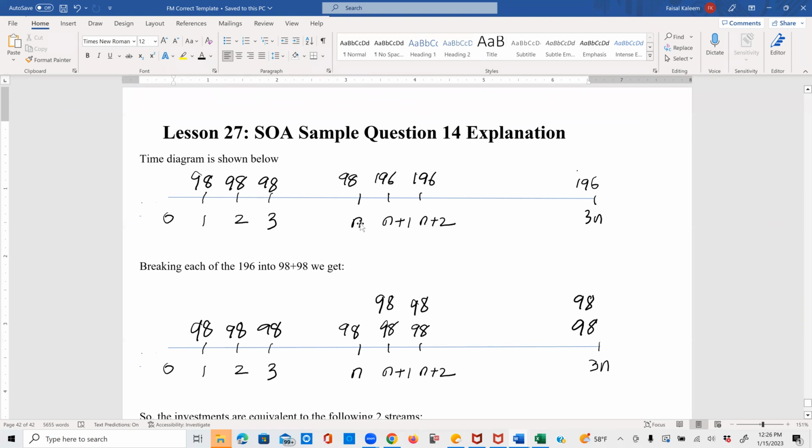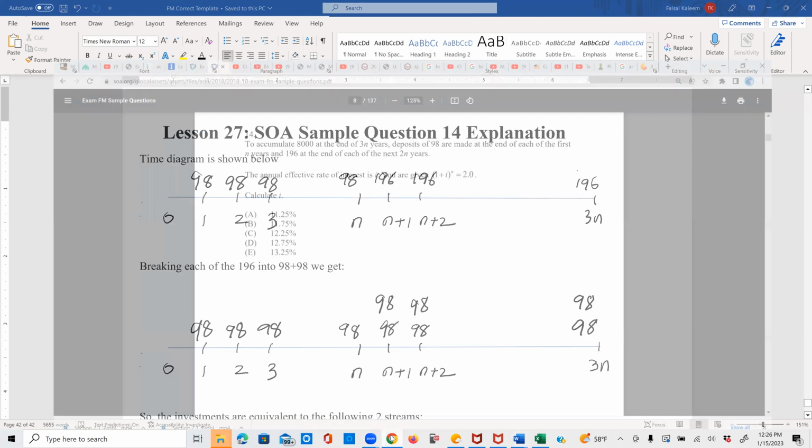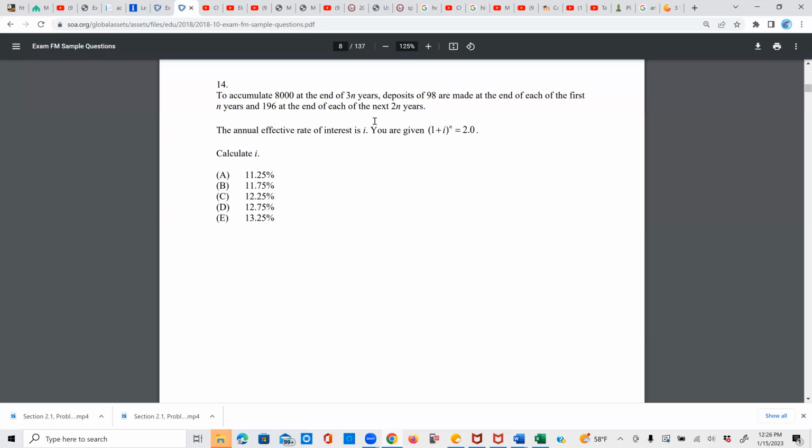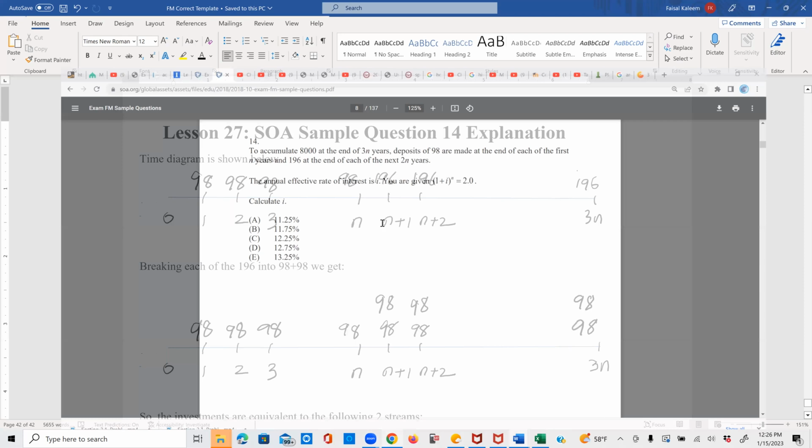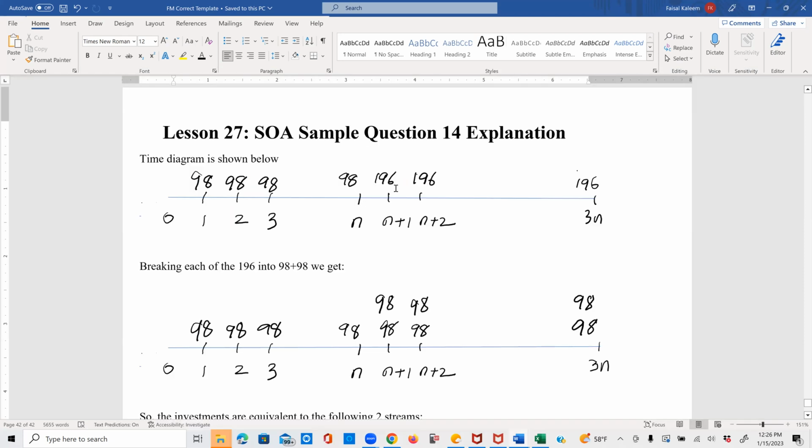And then thereafter, for each of the next 2n years, deposits of 196 are made. So after this n, the next deposit will be at time n plus 1, 196, 196, and then the remaining 2n years go all the way up to the end, because the total time is 3n. The first n deposits are 98, and the next 2n means the ones from n plus 1 up to 3n.